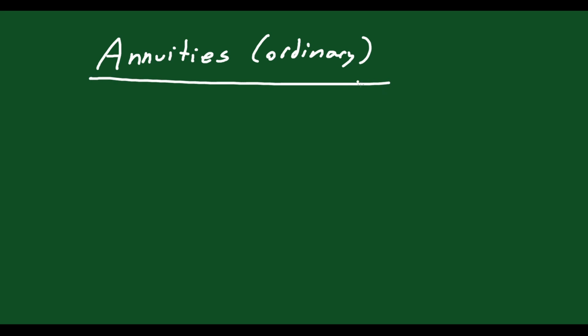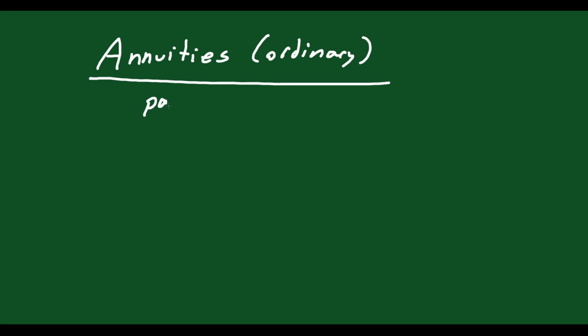There are two main types of annuities that we're going to discuss. The first being ordinary annuities. So, annuities that are ordinary. What does this mean? Well, annuities in general just means a series of payments over a period of time. And an ordinary annuity is an annuity where the payments are made at the end of the periods.